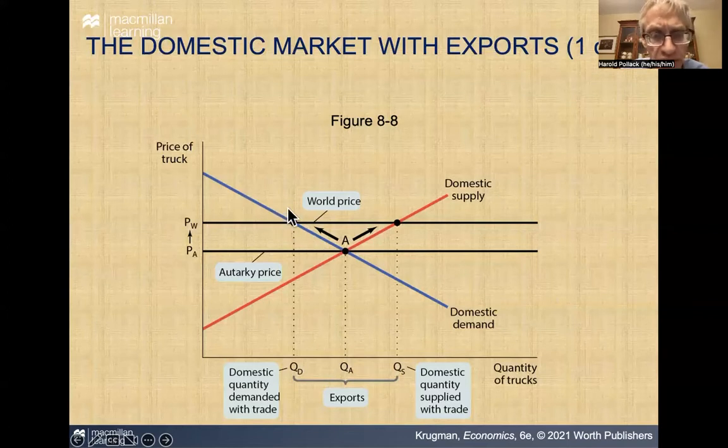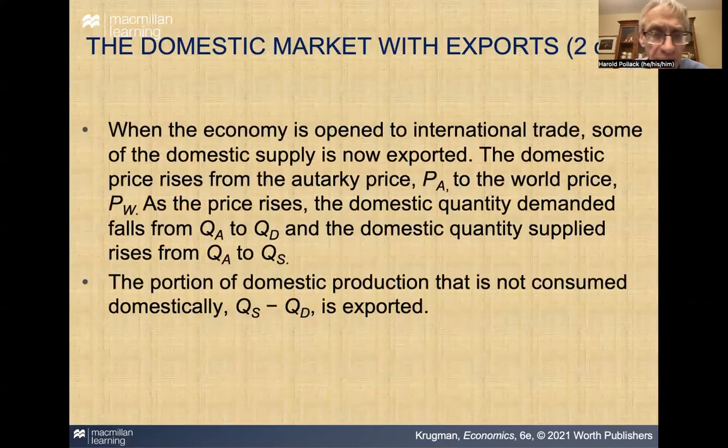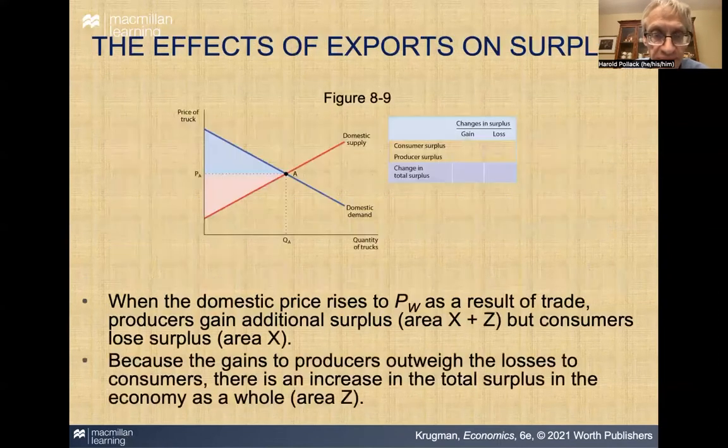And all these consumers who keep buying, well, they're now paying a higher price, so they lost this rectangle. Okay? So some of the domestic supply is now exported. The domestic price rises from the autarky price to the world price, which affects demand. And there's domestic production that is exported.